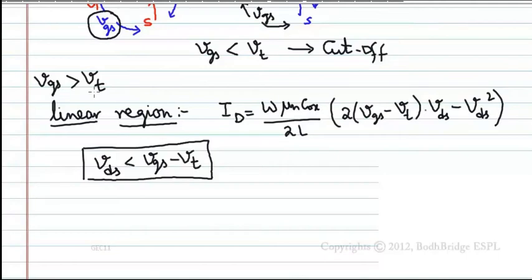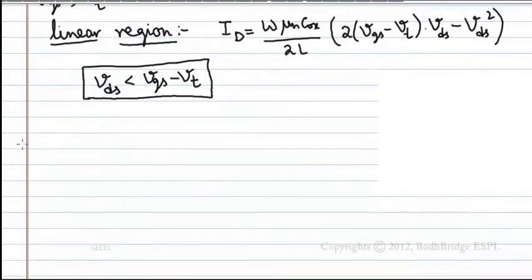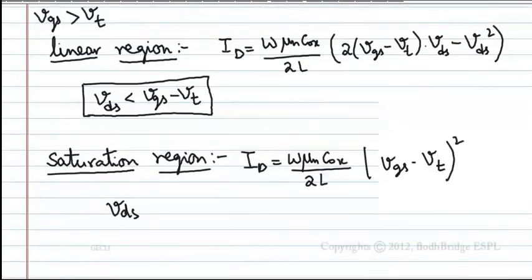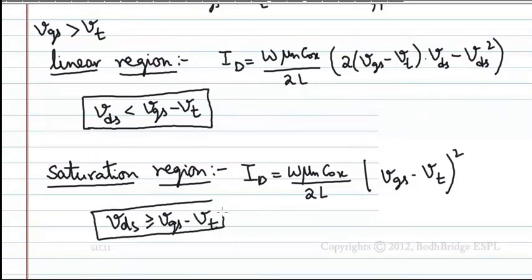When VGS is greater than Vt, the current will flow from drain to source. But at the same time, VDS slowly increases. When VDS is less than VGS minus Vt, this is the linear region. Next, saturation region: Id equal to W mu n COX by 2L into VGS minus Vt whole square. Here, VDS is greater than or equal to VGS minus Vt for the saturation region. Saturation region also occurs when VGS is greater than Vt, but with this condition also.